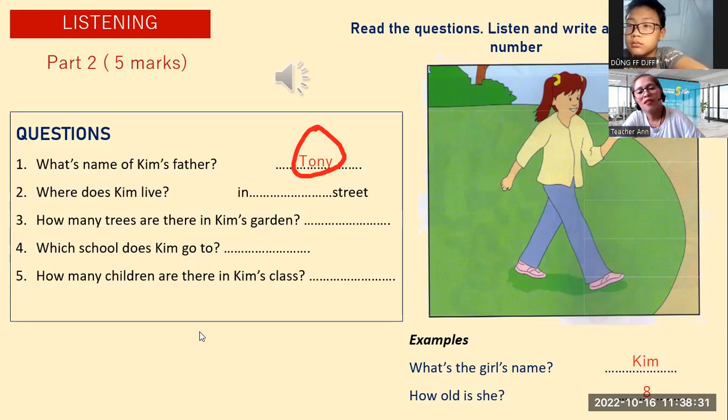4. And where do you go to school? I go to Red House School. Is that R-E-D? Yes, that's right. 5. And how many children are in your class? There are 14. 14? That's a small class. It's okay. I'm very happy there. That is the end of part two.